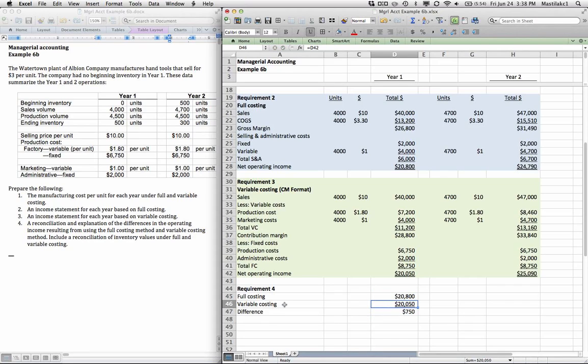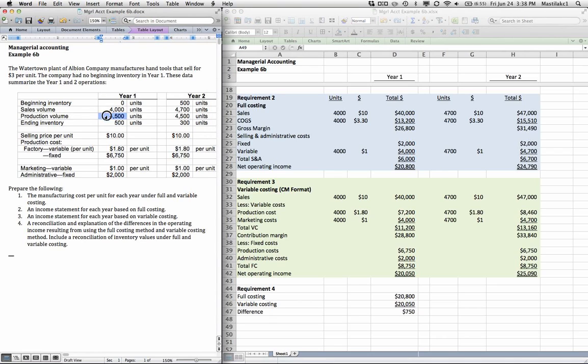Why is that the case? Well, there are a couple different ways to think about this. One way we can think about it is, the difference between these two income statements is because the number of units we produced and the number of units we sold are not the same. If you look at our year one data, we produced 4,500 units, but we only sold 4,000 of them. And so 500 units are still in ending inventory.